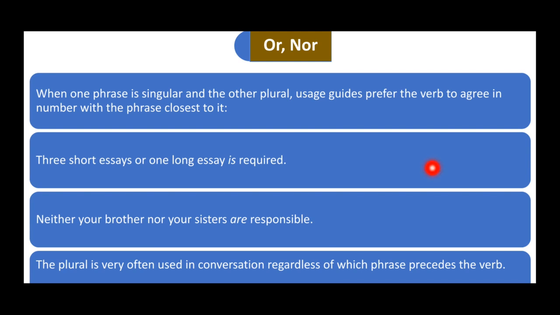So the plural is very often used in conversation regardless of which phrase precedes the verb. So when we talk about conversation, if this kind of sentence is there, 3 short essays or 1 long essay, here we will use are in conversation, not in formal writing. Similarly, neither your brother nor your sisters are responsible. So we most often use a plural verb, right? Whichever phrase comes first, but in conversation, not in formal writing.